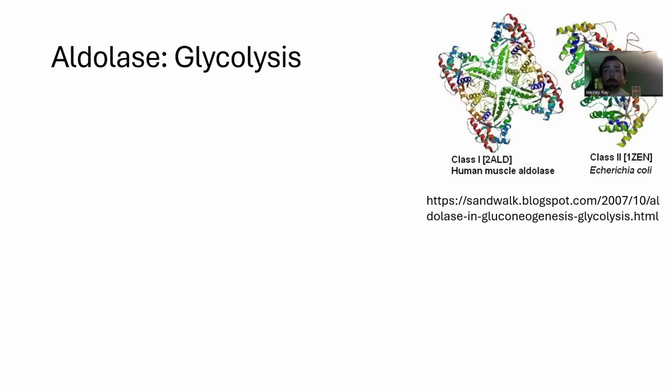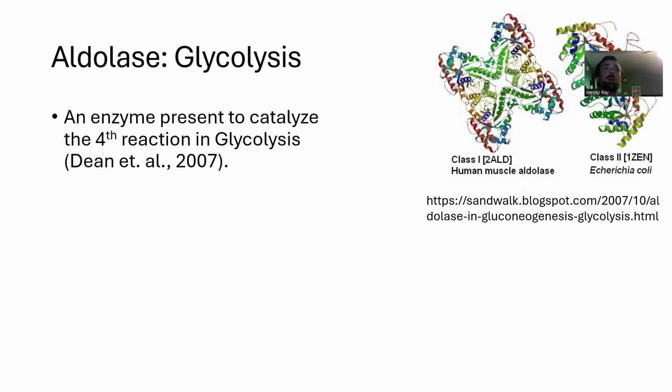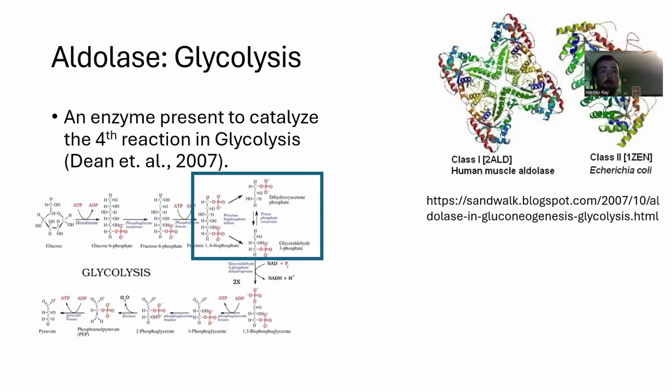So I have aldolase, human muscle aldolase. That should be aldolase A if it's human muscle aldolase. Aldolase A being expressed in those areas and in blood cells. It's an enzyme present to catalyze the fourth reaction in glycolysis. Okay, so I've brought in that same picture that I showed you earlier, and I've put a box around the area that I mentioned.